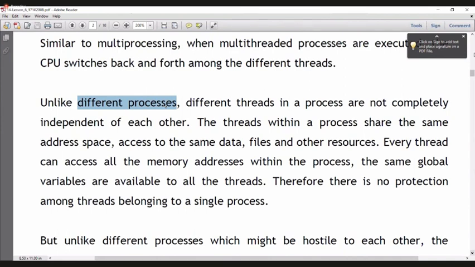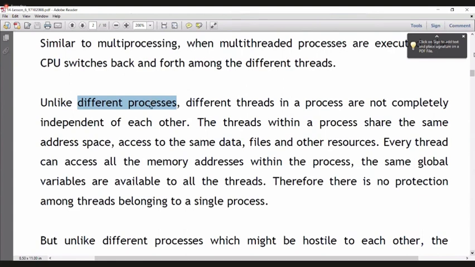So when you consider process to process, different processes are not like that. Different threads in one process are not completely independent of each other. If we consider two processes, like two applications, they are independent. One application might use the output of another, but that is a different story, and they can run independently. They are totally independent. They have different data sets, different memory locations, and so on.